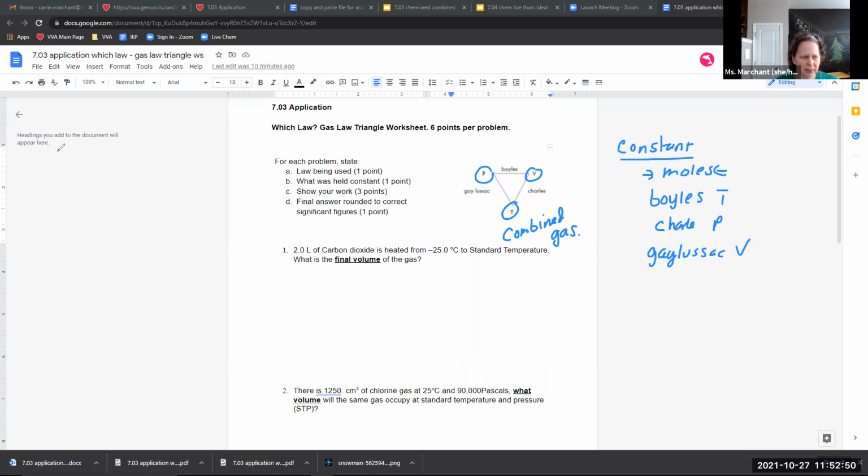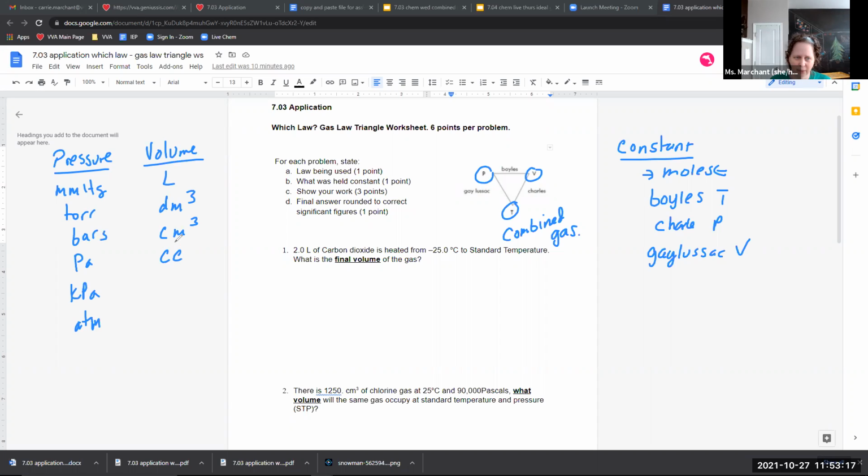How about units? Let's make sure we know what units are what. Pressure units: millimeters of mercury, torrs, bars, pascals, kilopascals, atmospheres. Those should all be on the front of your notebook for units of pressure. How about volume? Liters, decimeters cubed, centimeters cubed, cc's, and milliliters are often the ones that you can use. Obviously, anything with a root of liters is going to be a volume.